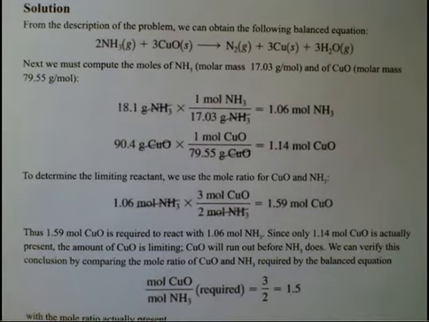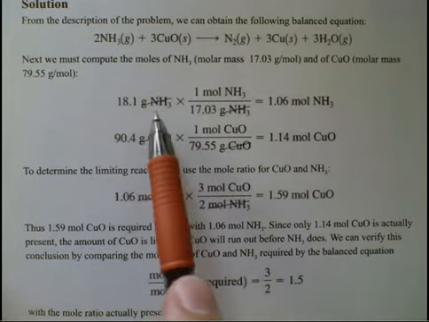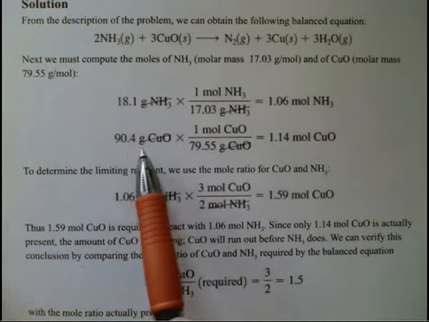From the description in the problem, we can obtain the following balanced equation: 2 NH3 plus 3 CuO react to form 1 N2, 3 Cu, and 3 H2O. Next, we compute the moles of ammonia, which has a molar mass of 17.03 grams per mole, and of copper(II) oxide, which has a molar mass of 79.55 grams per mole. We were given 18.1 grams of ammonia and 90.4 grams of copper(II) oxide.